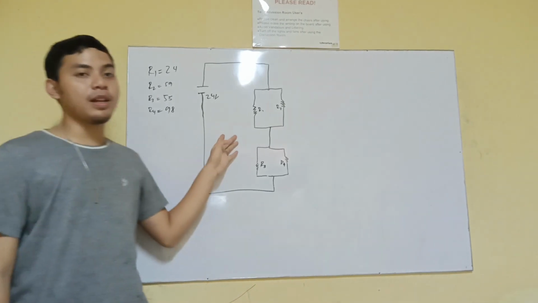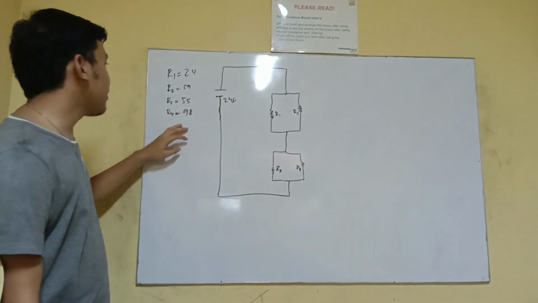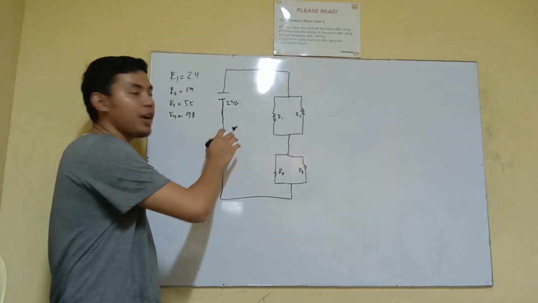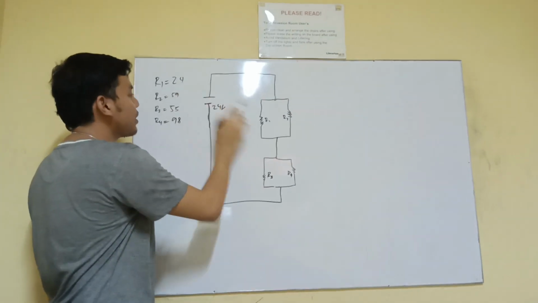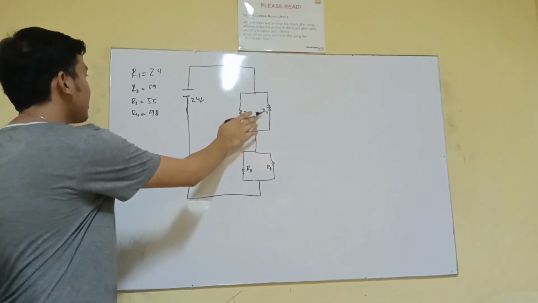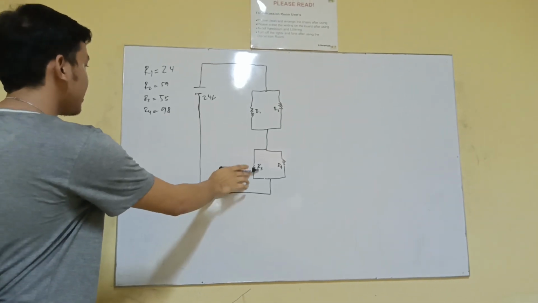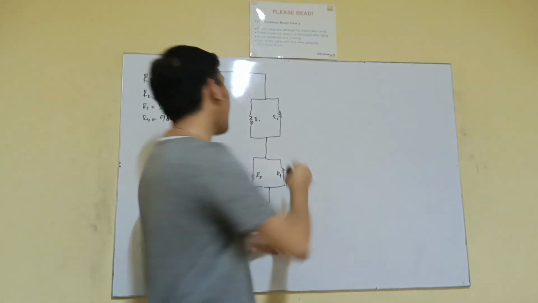Here's our problem in parallel and series circuit. We have given resistances and we're going to get the R total. R1 is 24, R2 is 59, R3 is 55, R4 is 98. First we're going to solve R1 and R2.